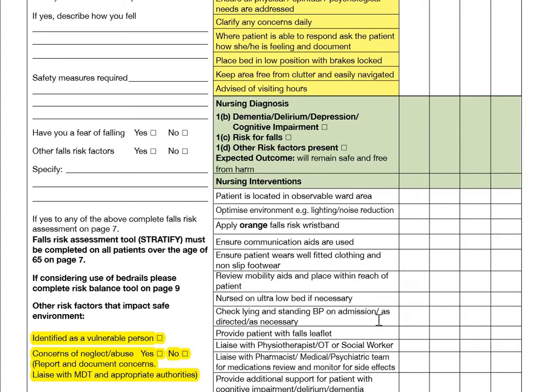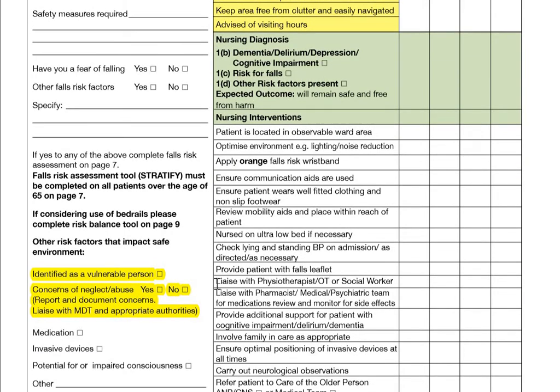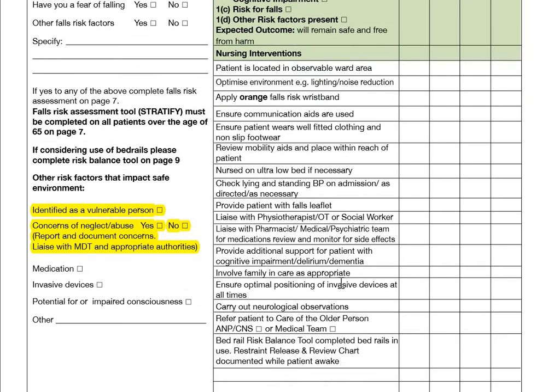Check lying and standing blood pressure on admission or as directed or as necessary. Provide patient with falls leaflet. Liaise with the physiotherapist, OT or social worker. Liaise with the pharmacist or medical or psychiatric team for medications review and monitor for side effects. Okay. Involve family in care as appropriate. Ensure optimal position of invasive devices at all times. Carry out neurological observations, refer patient to the care of the older person AMP. They may all be relevant for your patient. So you go through each one of them and you activate whichever is relevant for your individual patient.